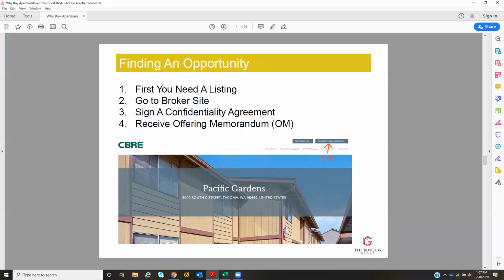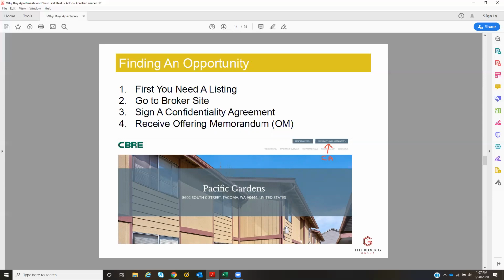It was one of the bonuses in this package here, a list of broker sites that we use, and we give you two pages of broker sites. Then you go to the broker site, here's CBRE, Richard Ellis. Every one of these broker sites is going to have you sign a confidentiality agreement. Don't freak out. Don't not do it.